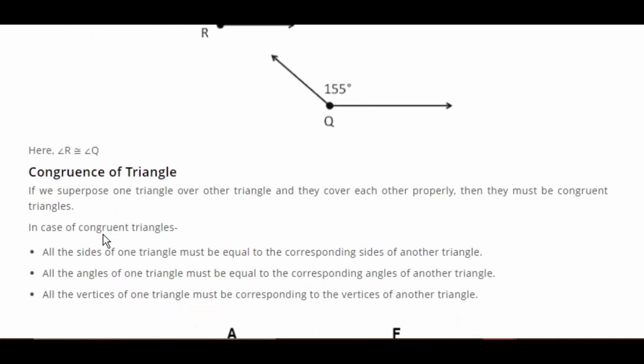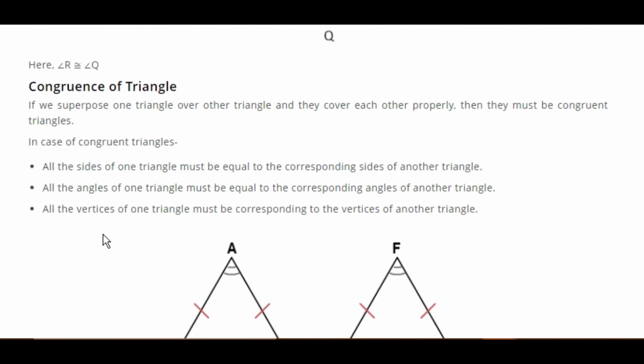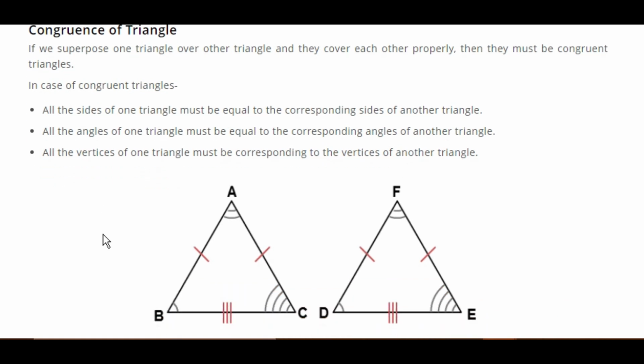Now we are going to discuss congruency of triangles. There are generally four conditions. First, the sides; second, two sides and angles; third, one angle and two sides; and fourth, the congruency of right angle triangles. So in this part, first we will discuss the cases of congruent triangles.